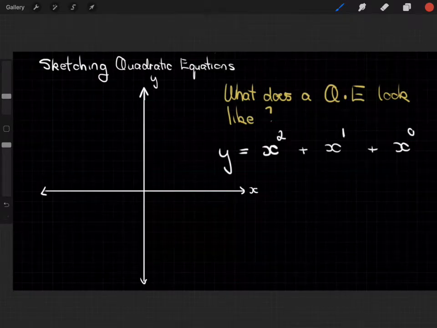Okay, in this first screencast we're going to look at what makes an equation a quadratic equation. In other words, how do we know if an equation is a quadratic equation? In other words, an equation that creates a parabola.